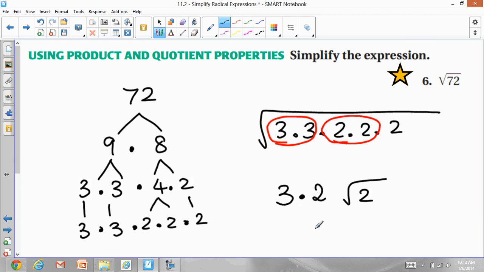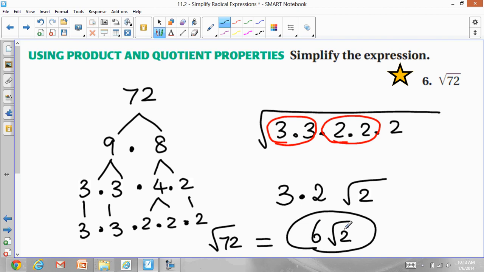So now 3 times 2 is going to give you a 6. 6 square root 2 will be the answer. And that is the simplest version of the expression square root of 72. So square root of 72 is the same as 6 square root 2.